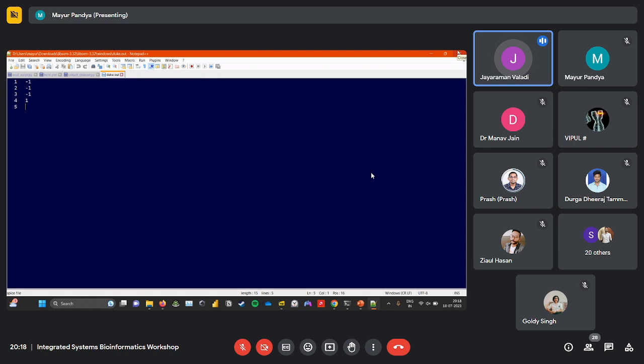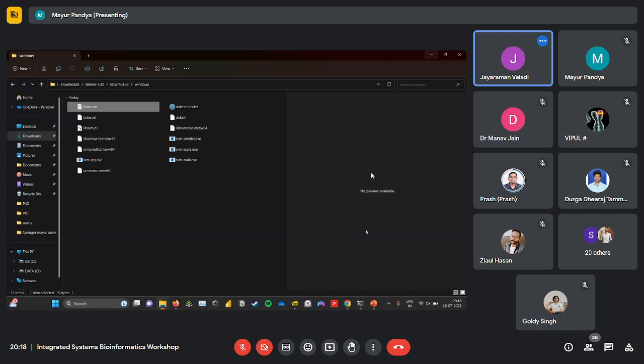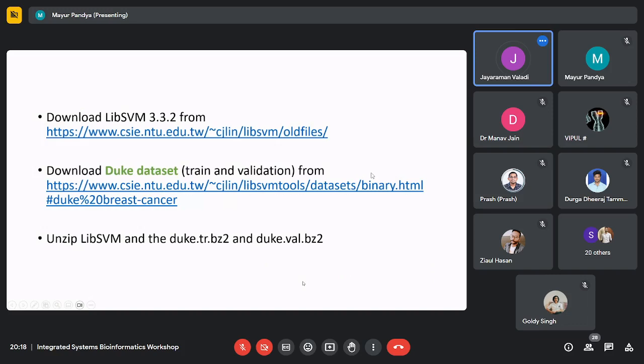So the entire thing again, Mayur, you can show from the slides what we are doing. First, this is the site where we have to download libSVM from. We get versions for Windows, Mac, as well as Ubuntu. Can you download the Duke dataset from the given URL? It has a compression of .bz2. TR is the training dataset and VL is the validation dataset. Next, we shift both of them inside the libSVM folder that we extracted first.